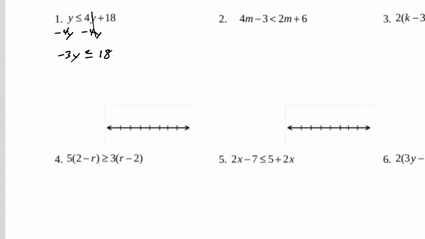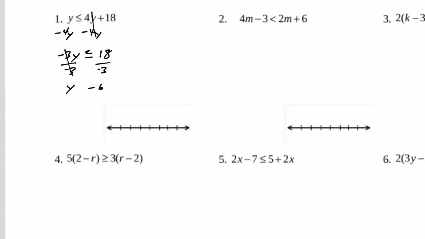And then I'll divide both sides by negative 3. So I divide both sides by whatever number is in front of the variable. Negative 3 divided by negative 3, that's 1, so that cancels out. So now I get y on the left-hand side, and on the right-hand side, I've got 18 divided by negative 3, which is negative 6.